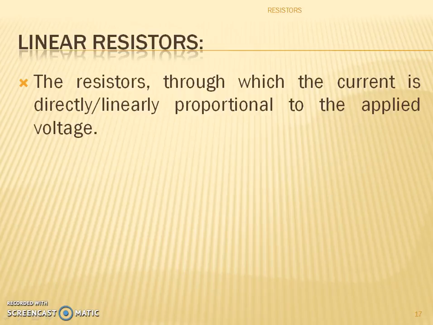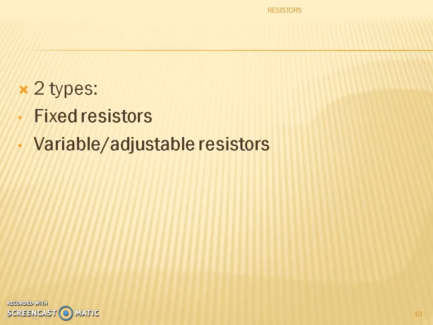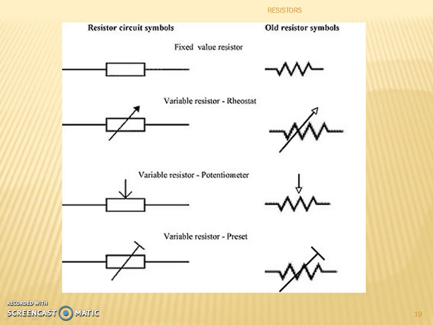Now we are coming to the first one, that is the linear resistors. The linear resistors are the resistors through which the current is directly or linearly proportional to the applied voltage. Now it is of two types, fixed and variable adjustable resistors. This shows the representation.